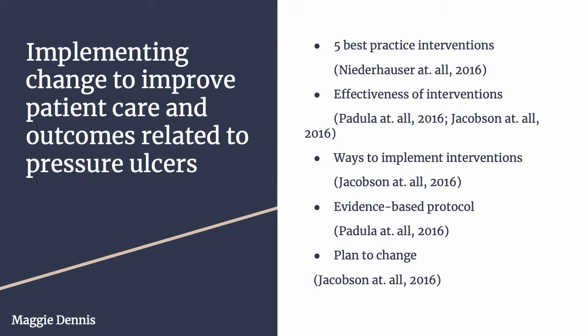According to the article by Padula published in 2016, the NPUAP and the Agency for Healthcare Research and Quality endorsed an evidence-based prevention protocol that consists of risk assessment for pressure ulcers, for example, Braden scale, as well as an assessment of other clinical factors of patient risk, repositioning, skin care, moisturizers, managing moisture and incontinence, nutrition, modern support surfaces, and continuing education about prevention.